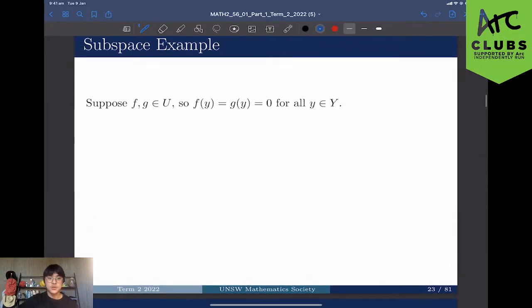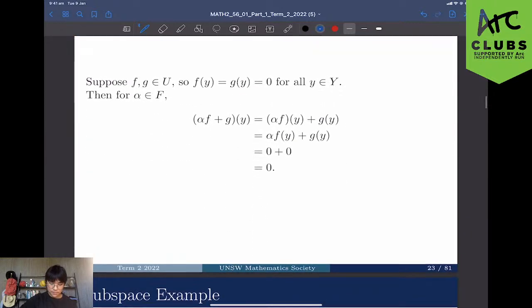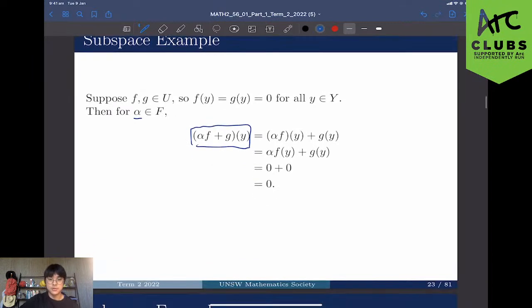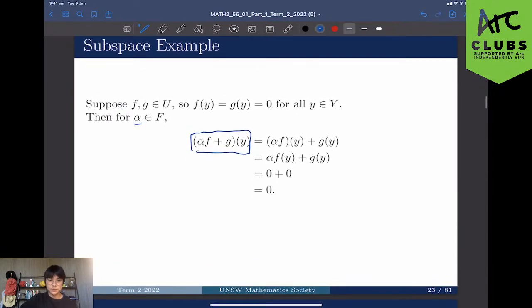Okay, so we start off with two elements of U. If they're elements of U, we know this has to be true, because they're going to be mapping to 0 for all y. And then for a scalar element of the field, we want to show that this belongs to the space. And it's going to belong to the space if it's going to map to 0.